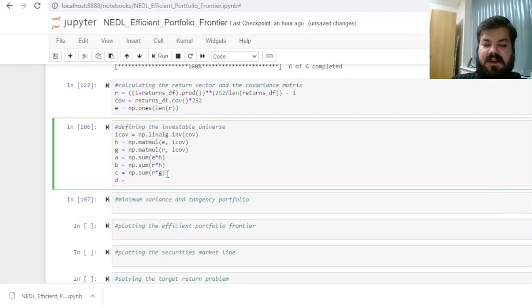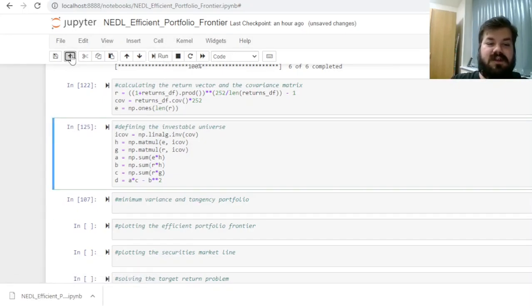And then D is just a scaling parameter, which is A times C minus B squared. And you can see quite nicely that D is quadratic, meaning that we subtract something quadratic from something still quadratic. And that is all we need to proceed with all of our calculations.